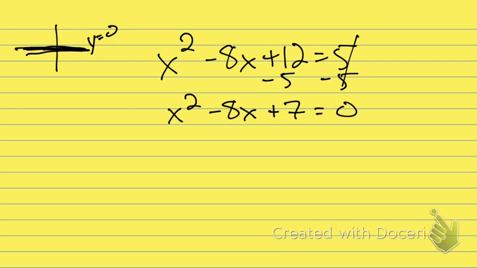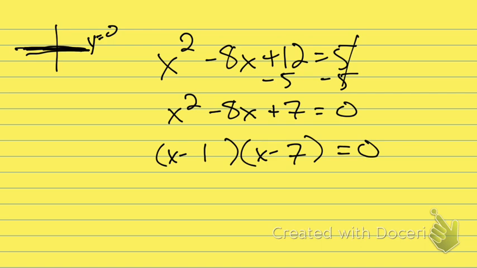Now I'm going to attempt to factor. I need something times something to equal 0. How am I going to multiply to get 7, but add to get negative 8? Why do you think both negatives? A negative times a negative is a positive. And here's what's kind of nice. What are the only two factors of 7? 1 and 7. So let's make sure it adds to be negative 8 for my B term. Yeah.